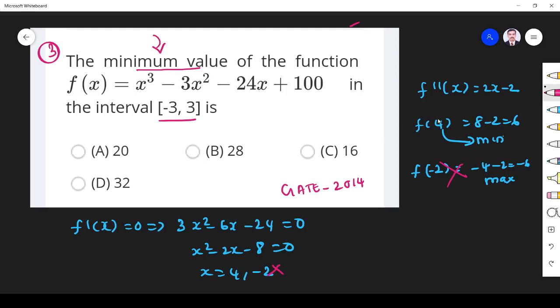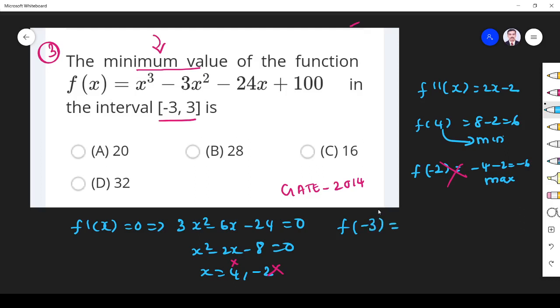But another thing, x is equal to 4 gives minima, but here you see x is equal to 4 is out of the range. So this also we can neglect. If it lies in between the range, then only we have to take. So x is equal to 4 we neglect. So the remaining two values only we have to find.